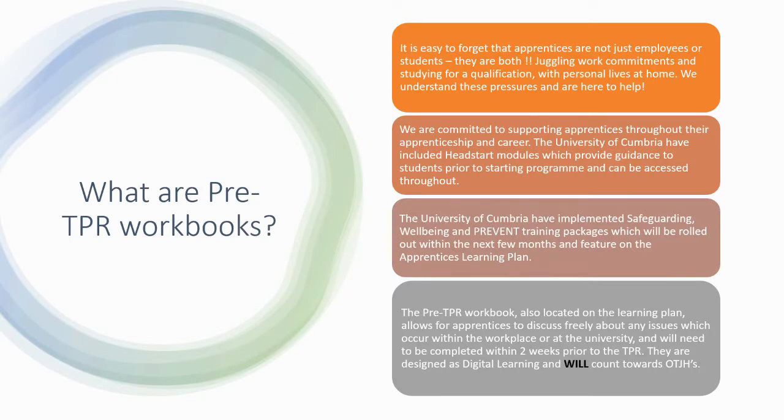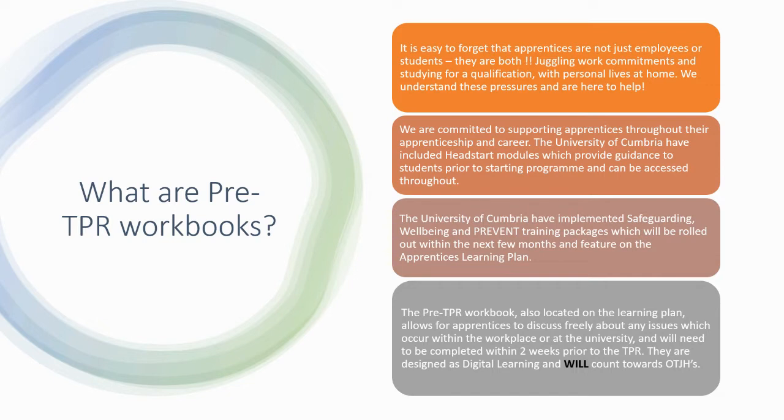Pre-TPR workbooks are a new feature within the apprentice's learning plans, and the main aim of these is to allow the apprentice to reflect upon their progress to date, and consider any areas of the programme which are going particularly well or perhaps not so well, and in this case highlight the need for support to be offered to that apprentice. This gives the academic staff time to react to those issues before the meeting and look at ways in which support can be given.